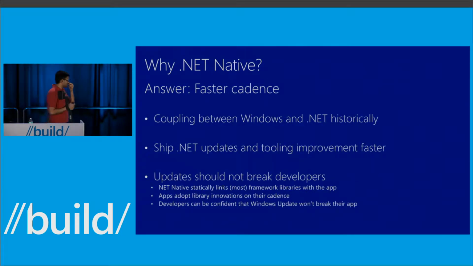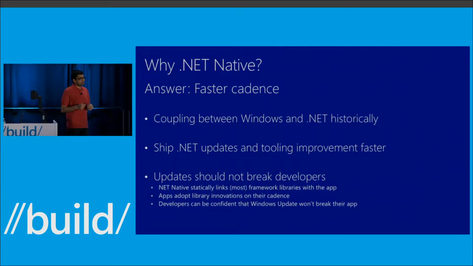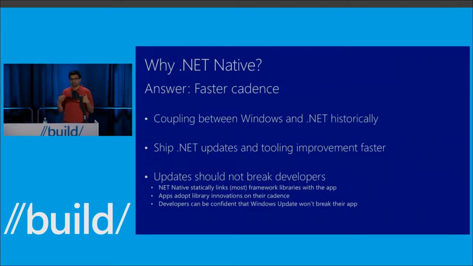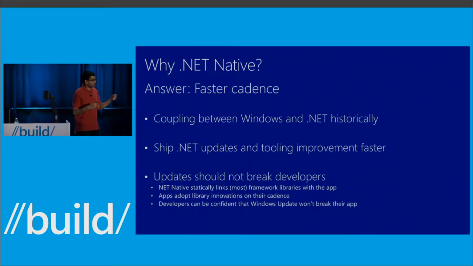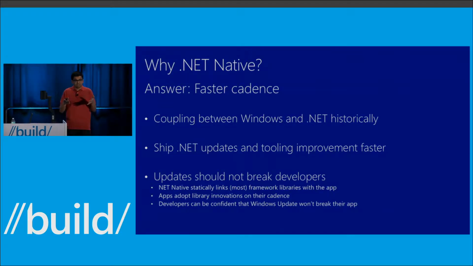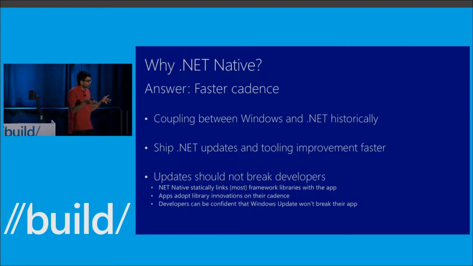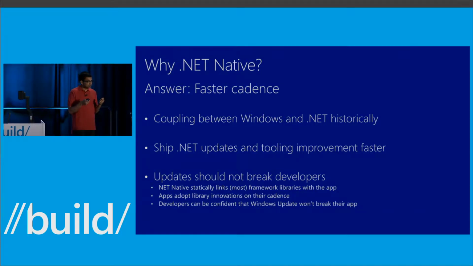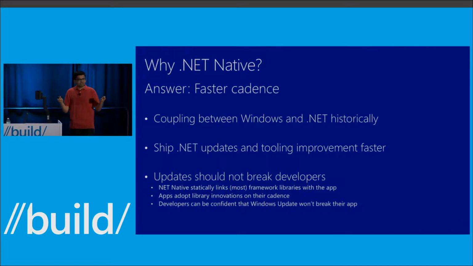And finally, faster cadence. This is a problem that we have been struggling with for some time now. Historically, we have had a very tight coupling with Windows and .NET. If you think about Windows 8.0, the first version of Windows 8 that came out, we had a set of APIs, and we bunched them together into a reference set called .NET Core 4.5, and that's the one that we are using for building a Windows 8 app. With Windows 8.1, we got a bunch of feedback from folks, and we added a bunch of new APIs.